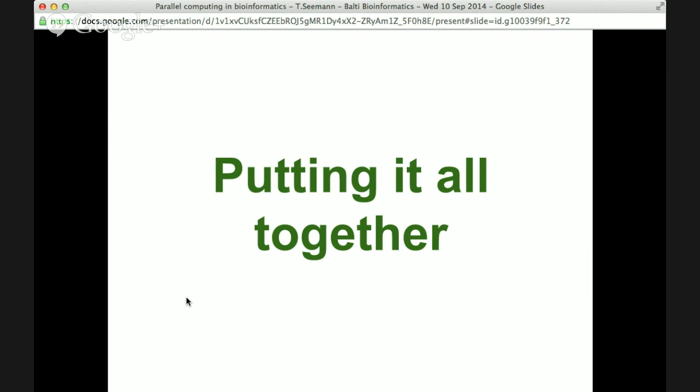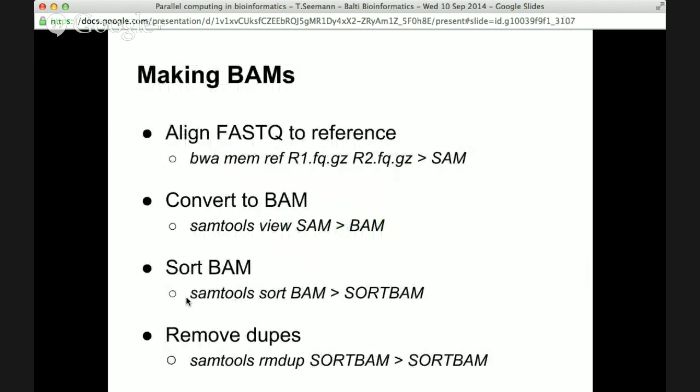So putting it all together, I wanted to show how we could put some of these tricks into a single script. Some of you, I'm sure, are doing this, but others may not be aware of what they can exploit and what they could achieve. So the standard example is making a BAM.